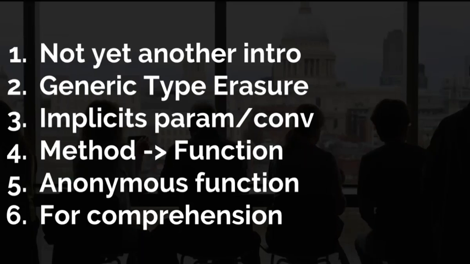So the concepts we are going to cover, again very quickly because we don't want to waste your time, are generic type erasure, implicit param conversion, conversion from method to function, anonymous functions, weirdos, and for comprehension. Let's move on to the first concept, generic type erasure.